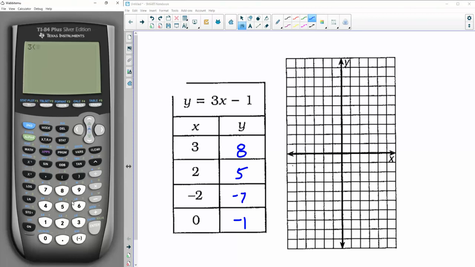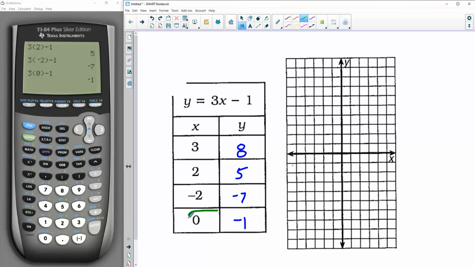We can always use a calculator to get these values and do these operations as well. 3 times 3 minus 1, there's our 8. 3 times 2 minus 1, there's our 5. Change that 2 to a negative 2, and we get negative 7, and change that 2 to a 0, and we're going to get negative 1.